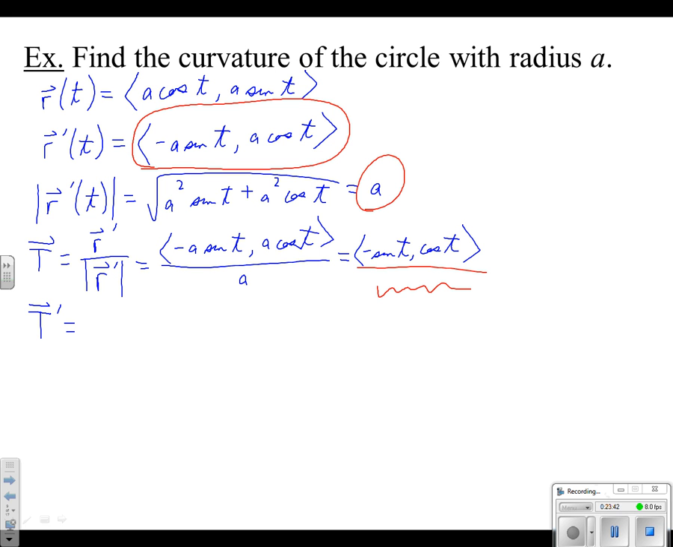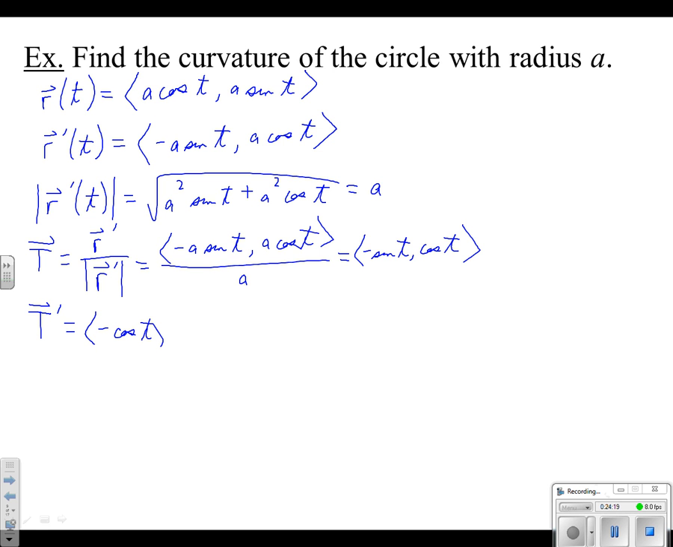And so now when I find T prime, there's a quotient rule going on. So there's a lot more to it. I guess what I'm trying to say is T prime is not the same as r double prime. I can see where people might think they're related, but they're really not. Finding T prime is a lot more involved than just r double prime. r double prime is saying, here's r prime, take its derivative again. That one's fairly straightforward. Anyway, T prime would be negative cosine t, negative sine t.